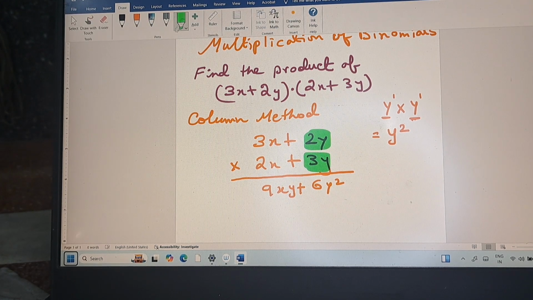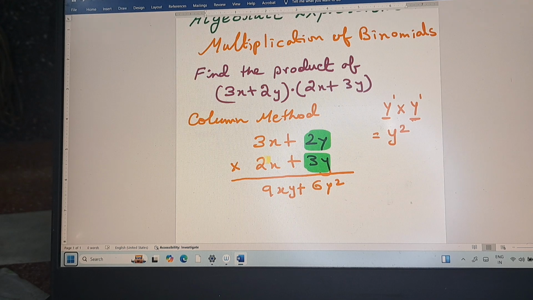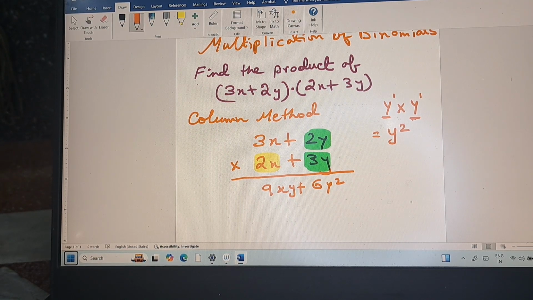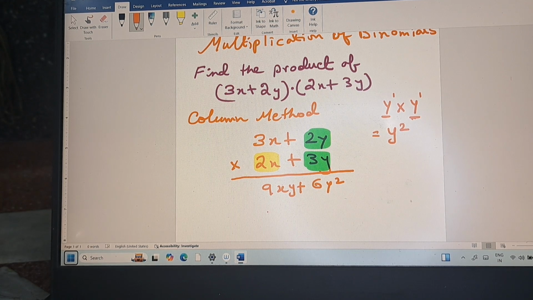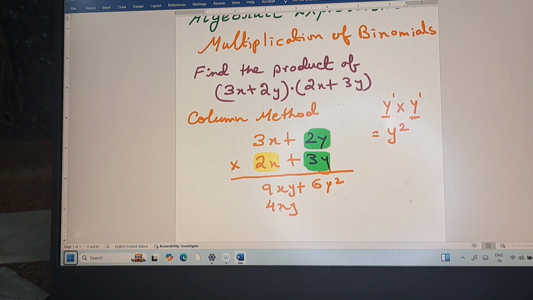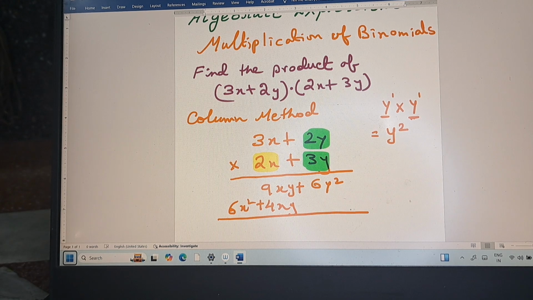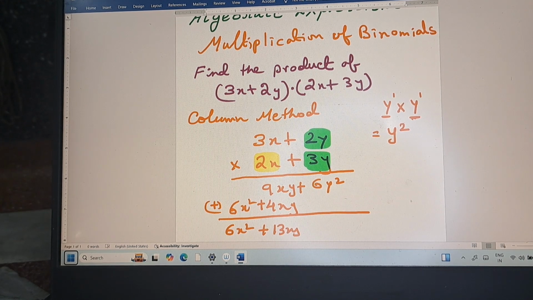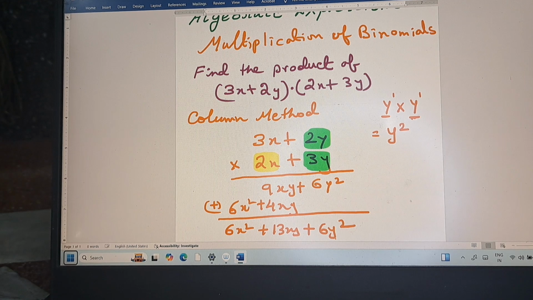Now we will multiply with the next monomial, that is 2x into 2y. 2x into 2y will give me 4xy. So I am going to write below this 9xy, we have to write 4xy, and 3 into 2, 6x square, this is a separate term, so we have to write it here. Now if you add this, we will get the same answer, 6x square plus 13xy plus 6y square.